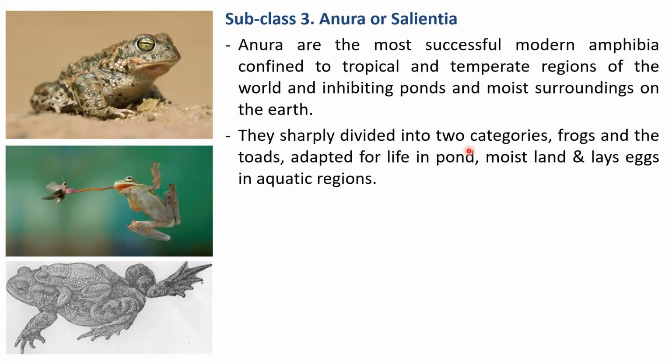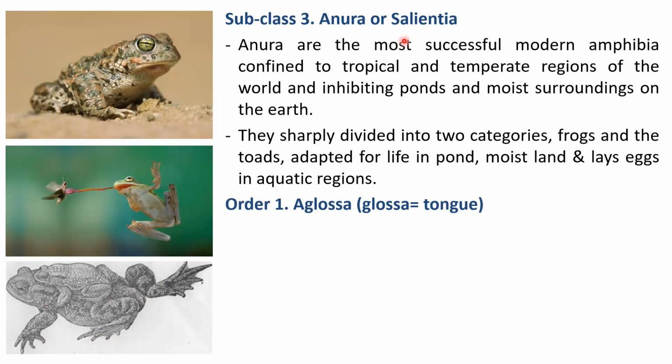They are sharply divided into two categories: frogs and toads, adapted for life in ponds and moist land, and they lay eggs in aquatic regions. So these anurans are divided into two categories: the frogs, these are the frogs, and the second one, toads, a large-sized frog, that is called a toad. These are the two species. The two photographs are of frogs, and the third one is of a toad. It is noted that both frogs and toads lay their eggs in the aquatic region.